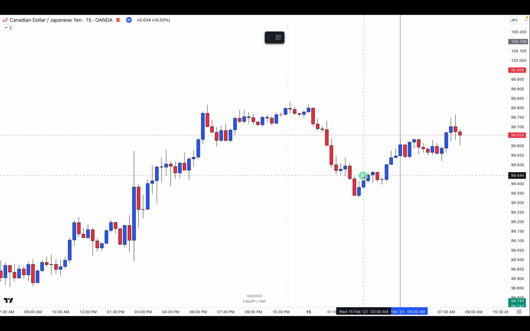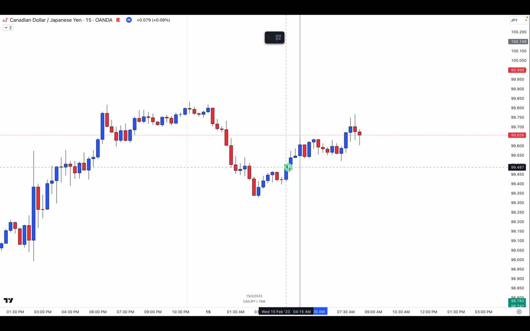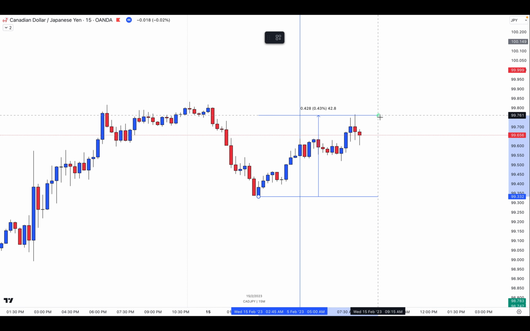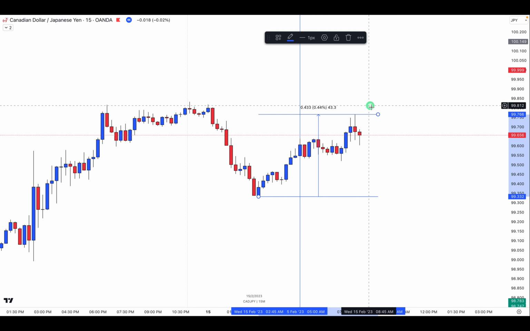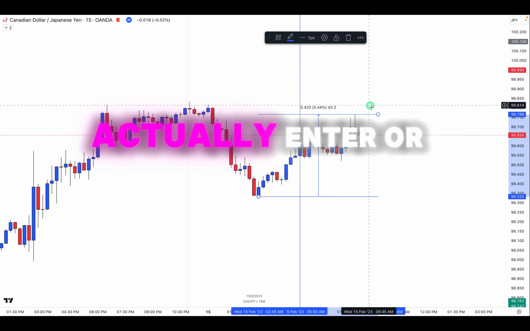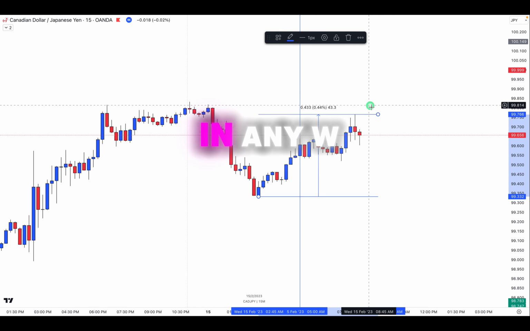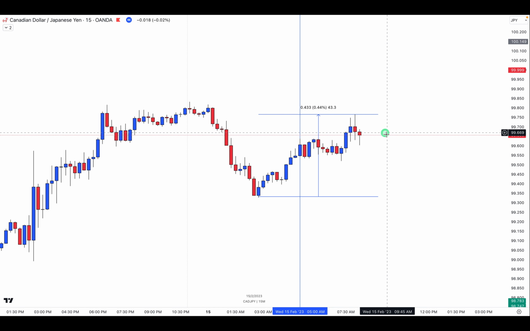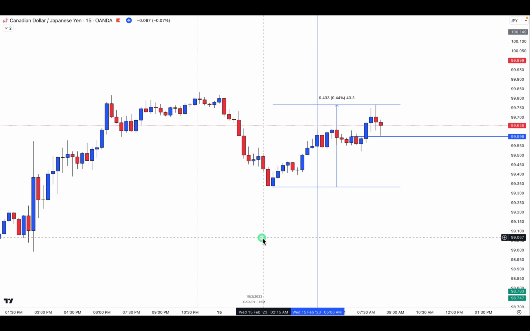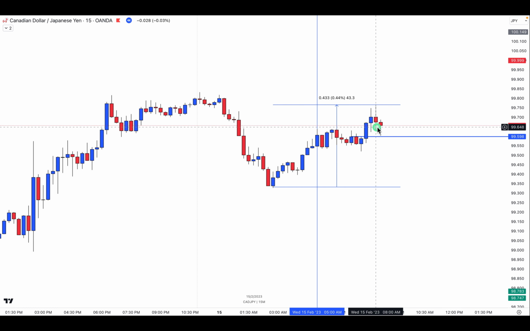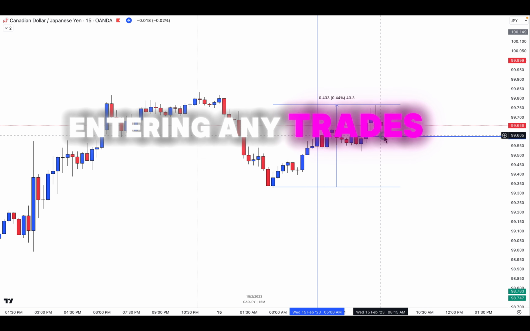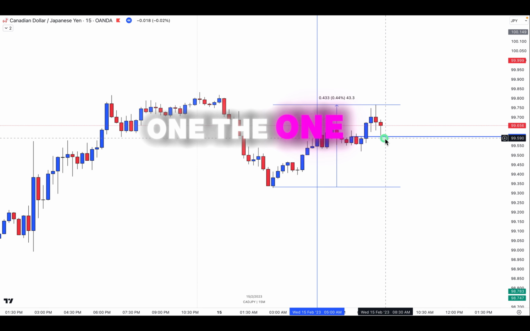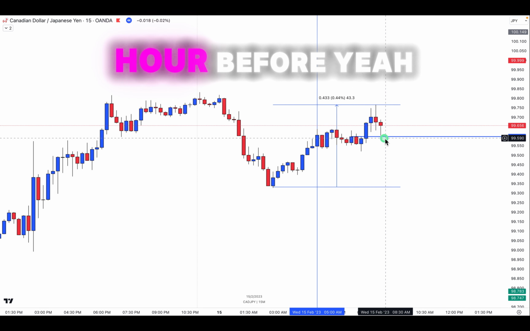If you measure from here up there that I showed before, you'll see this is less than 45 pips. So we can actually enter or place trades in any W that will be formed. Here you can see that the price is yet to come to the neckline, but remember, we will not be entering any trades. We first need to see the 1 hour before.